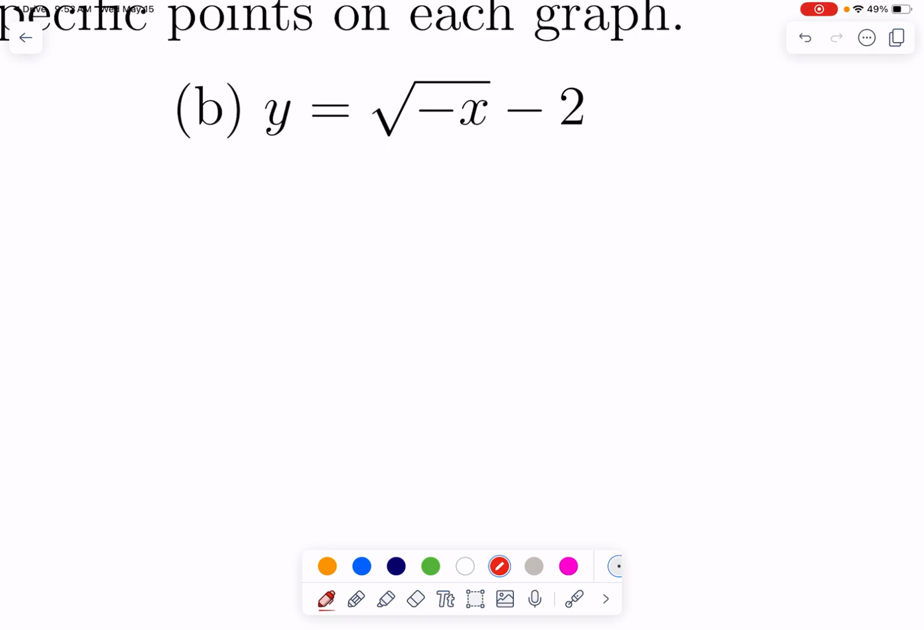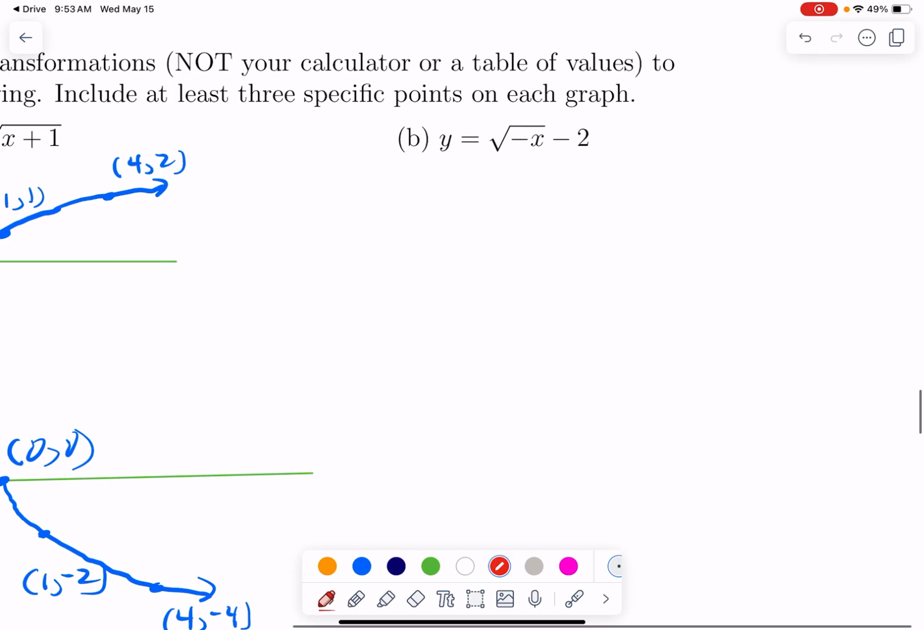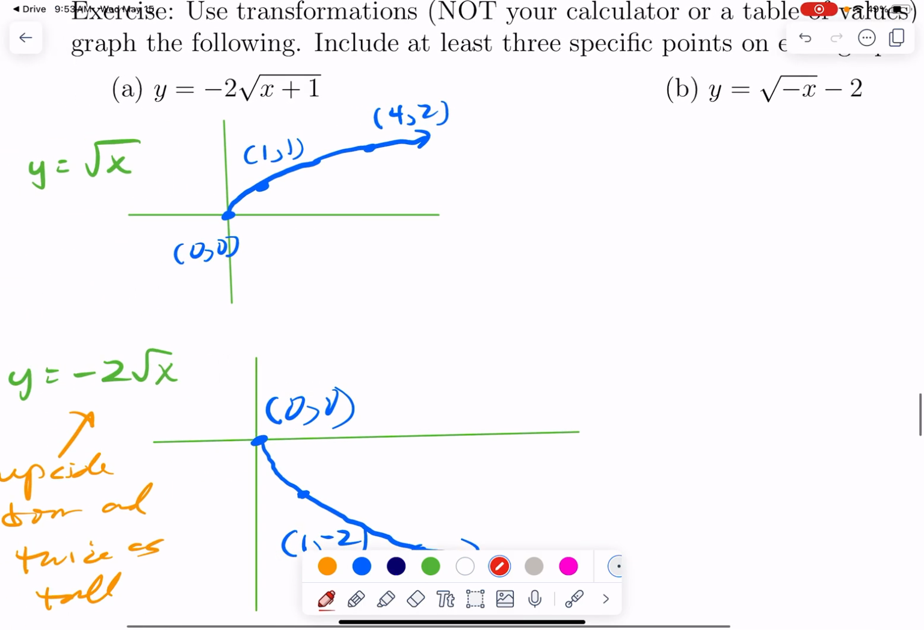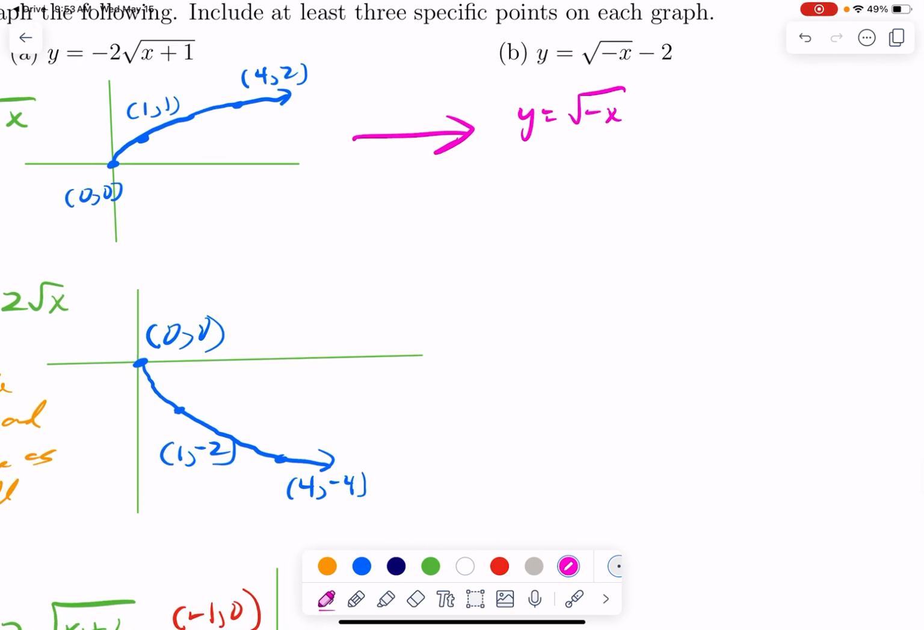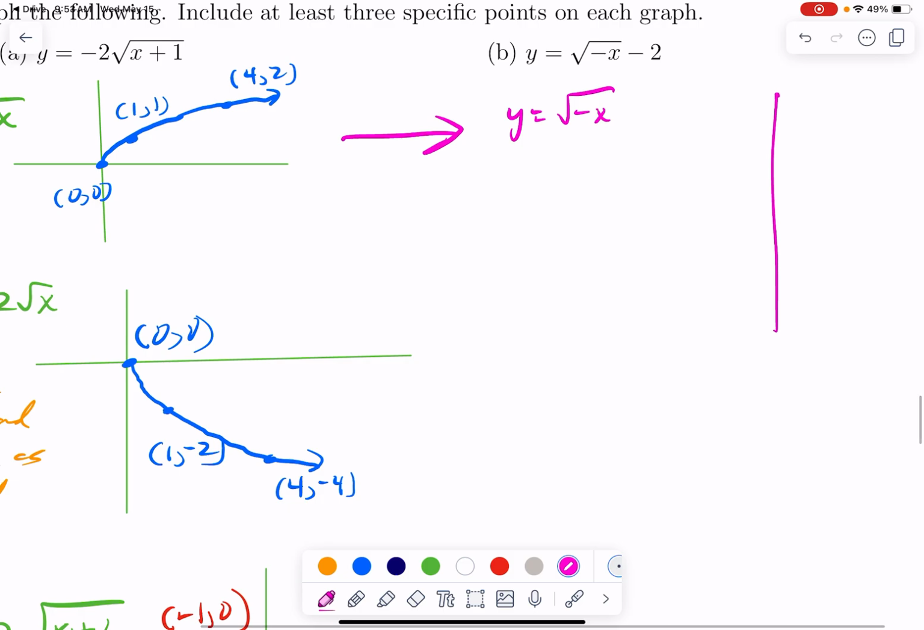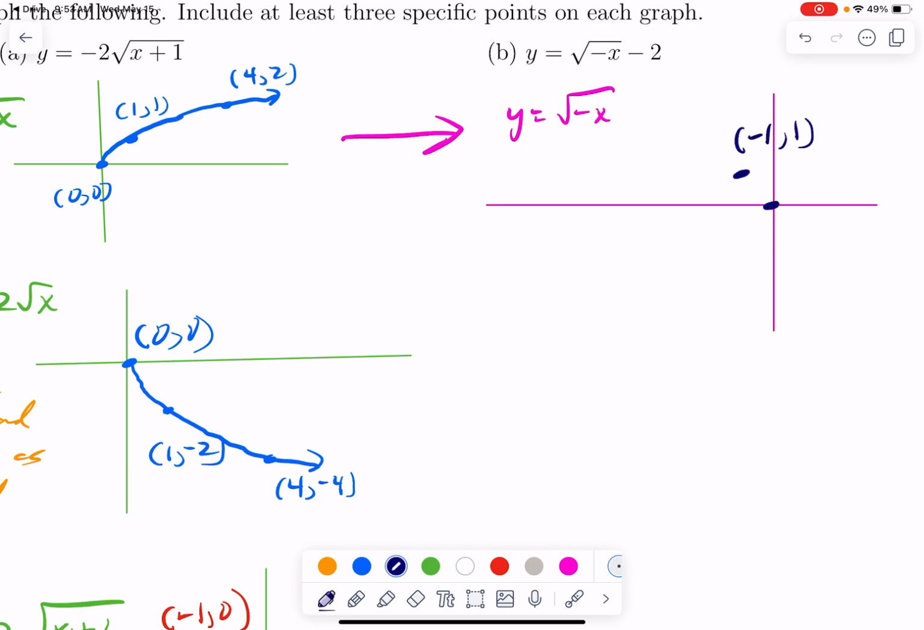All right, so we already have what the original looks like over here, so I won't redraw that. If I do y equals root negative x, that's a left-right flip. So (0, 0) would stay in the same place. (1, 1) would now go to (-1, 1). And (4, 2) would go to (-4, 2).